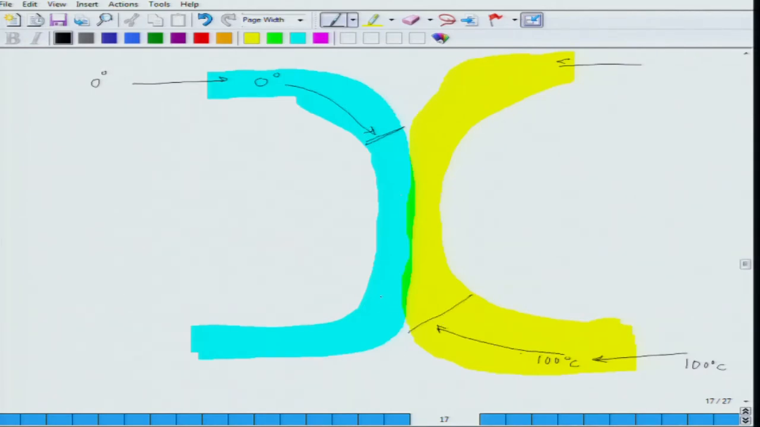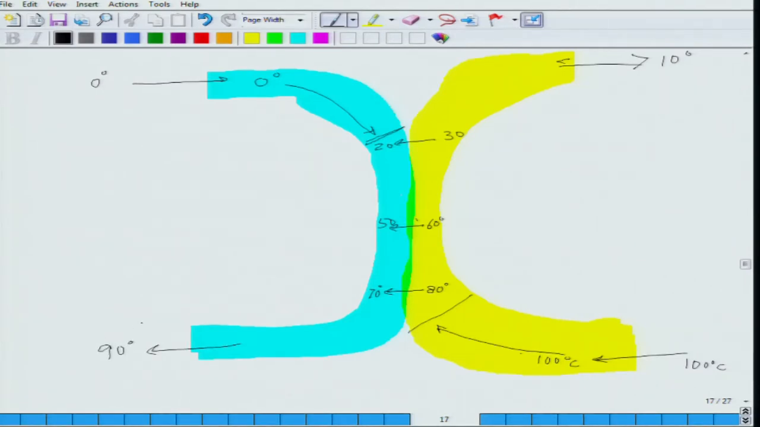But from here on the situation will be something like this. This will be at 80, this will be at 70. This will be at say 60, this will be at 50, this will be at 30, this will be at 20. End of it, this will come out as 10 degree and this will come out as 90 degree.